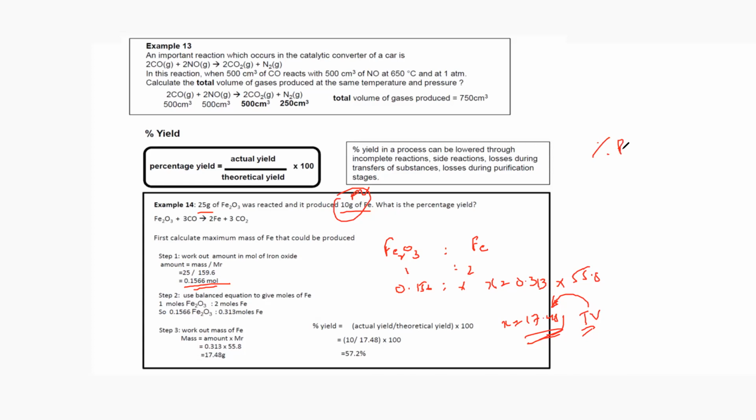So percentage yield is the practical value divided by the theoretical value, multiplied by 100. Practically we are getting 10, theoretically we should get 17.48, multiplied by 100. So it will be 57.2% yield. And there can be many reasons why the percentage yield in a process can be lower, because maybe incomplete reactions are there, maybe side reactions where the reactant converts into other products, or maybe there's a loss during transfer, or a loss during purification. Is it clear? The percentage yield.